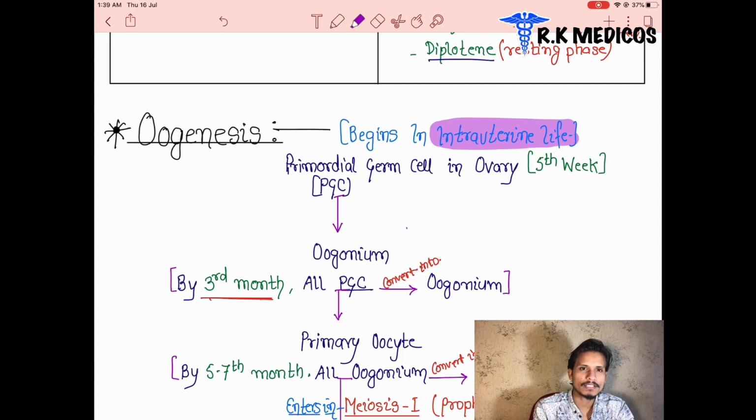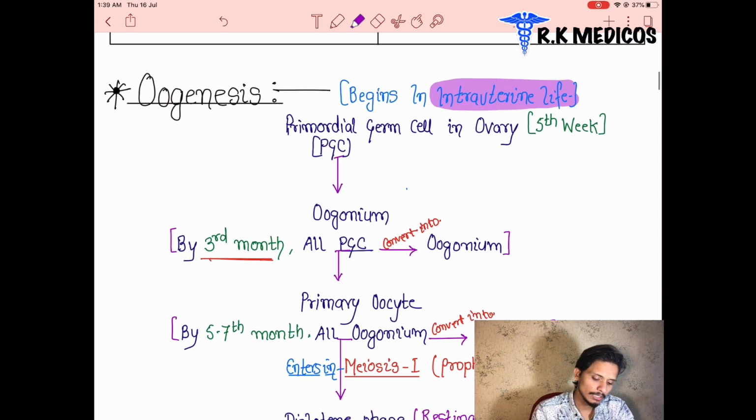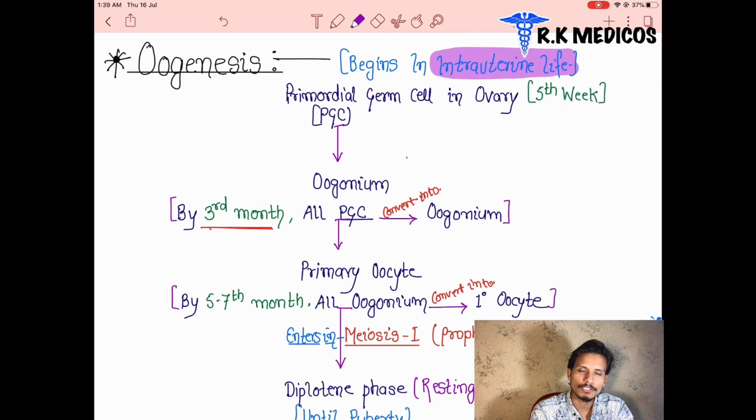At which weeks, we are going to see now. From the beginning we discussed that the primordial germ cells start to migrate. They are first produced by the epiblast cells. After that they migrate into the yolk sac and then to the gonads by the 5th week. So the primordial germ cells are present in our ovary at the end of the 5th week of development.